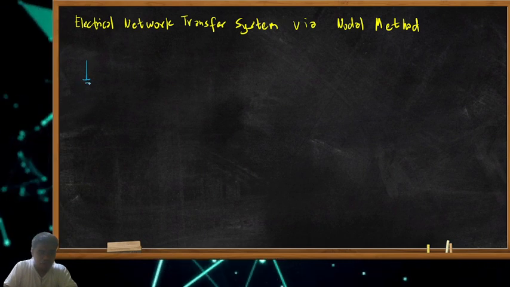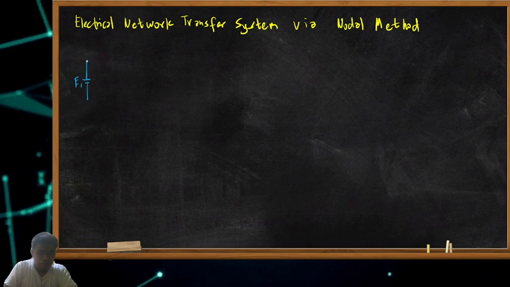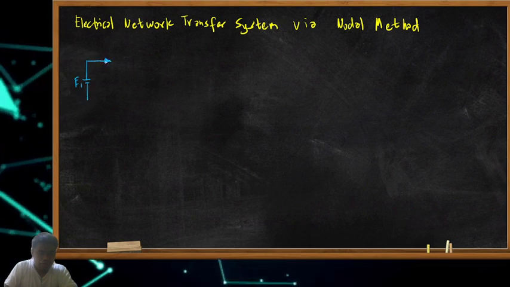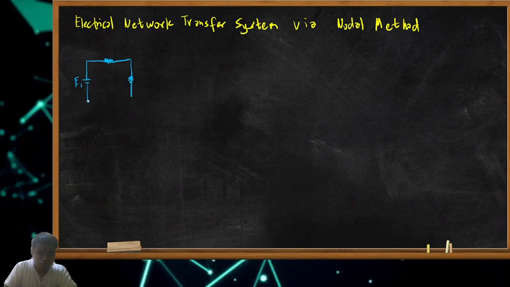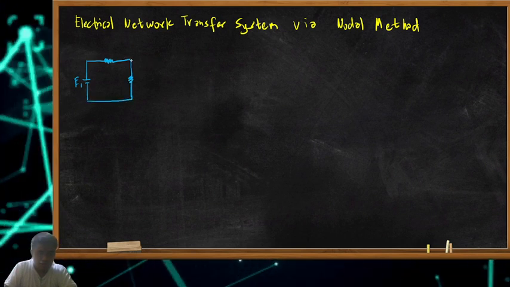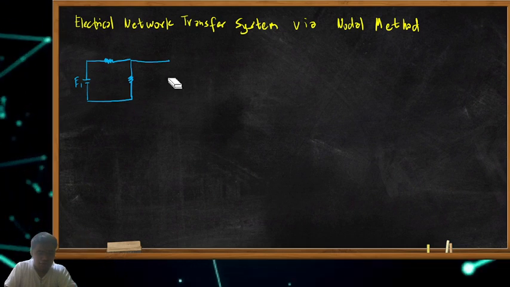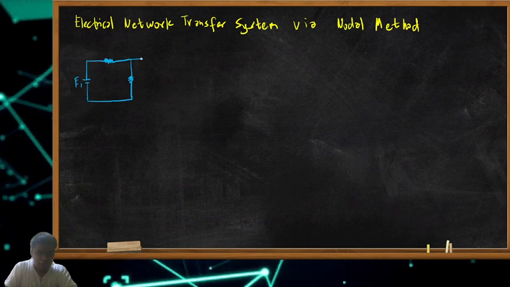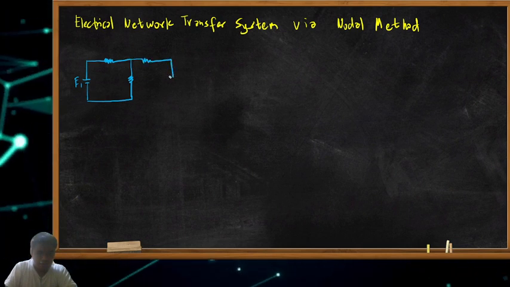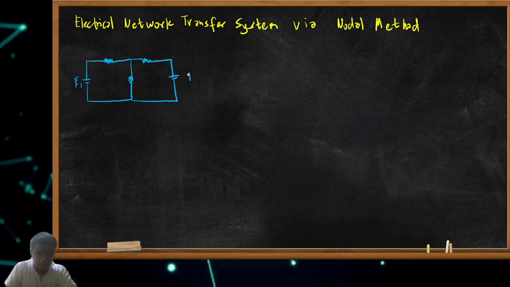This will be our power source, E sub 1. Then we have a resistor, then another resistor here. Then we have a resistor, I guess. So we just erase this line here. We have another resistor over here, then a source, which is E sub 2.